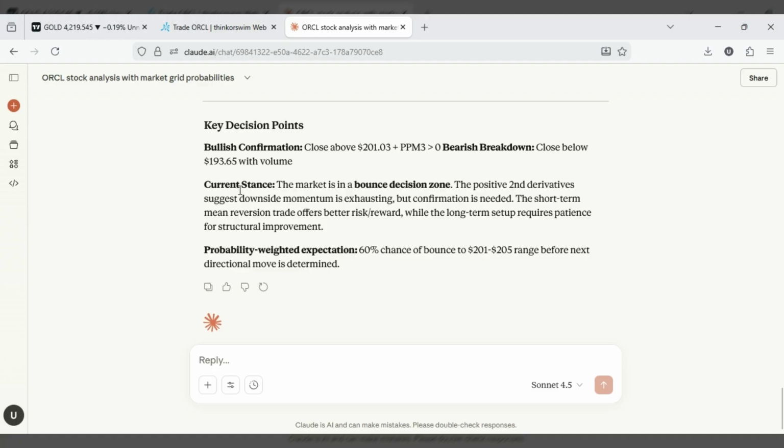Okay, so the current stance: the market is in a bounce decision zone. The second derivatives suggest that downside momentum is exhausting, but confirmation is needed. The short-term mean reversion trade offers a better risk reward, while the long-term setup requires patience for structural improvement. So, see what you make of all of this.